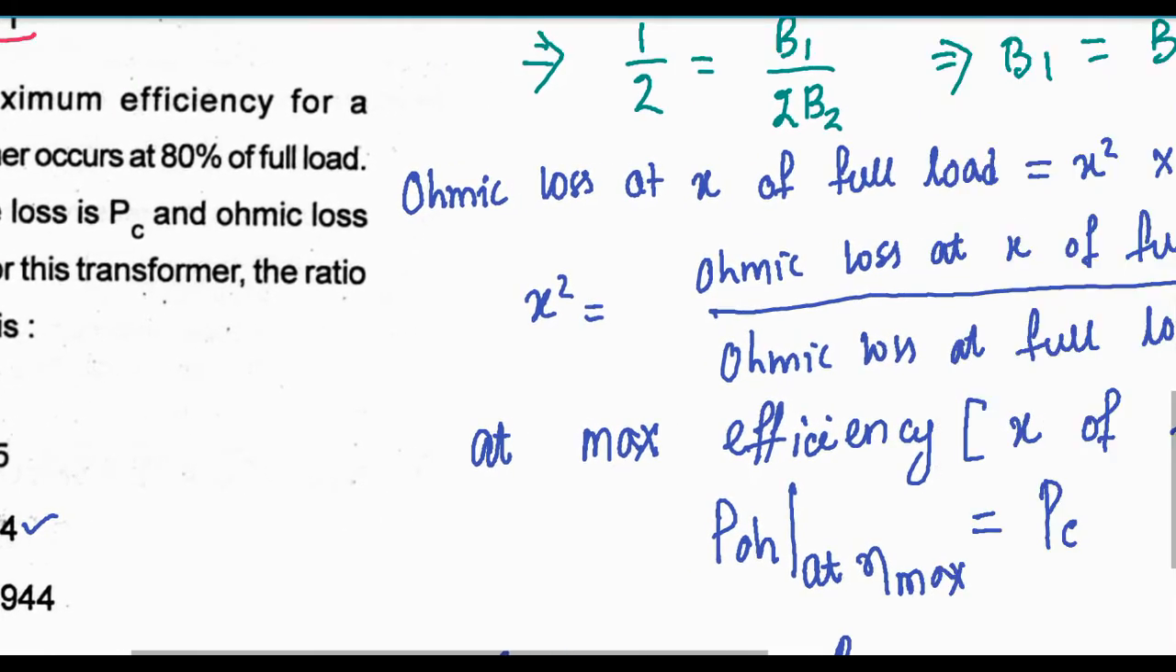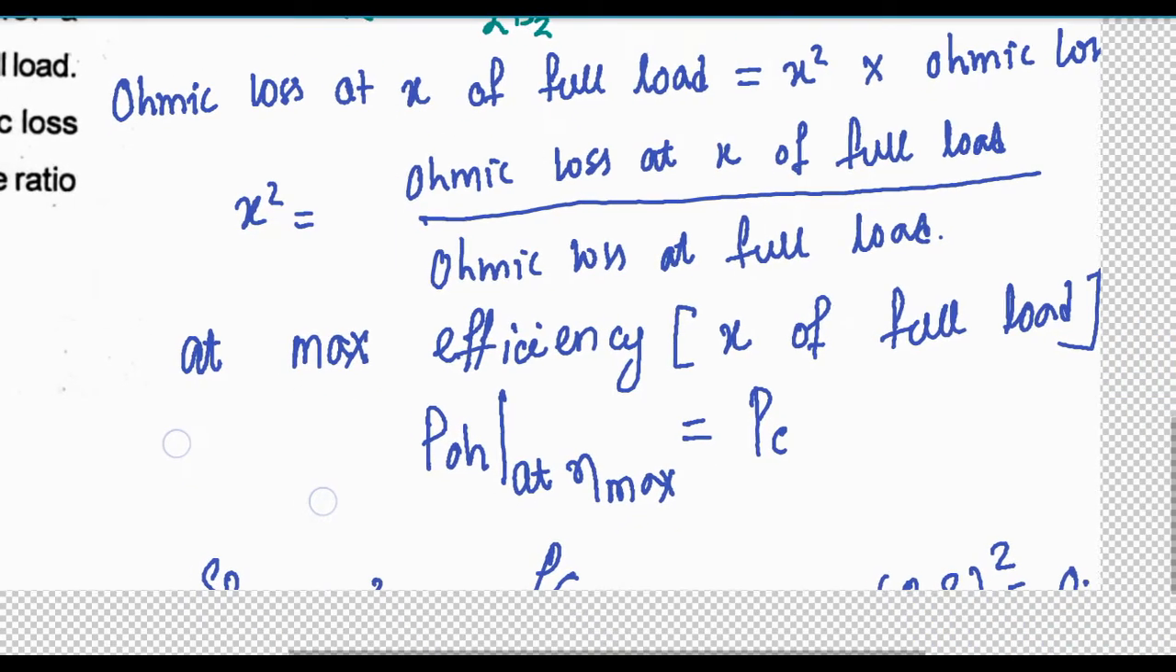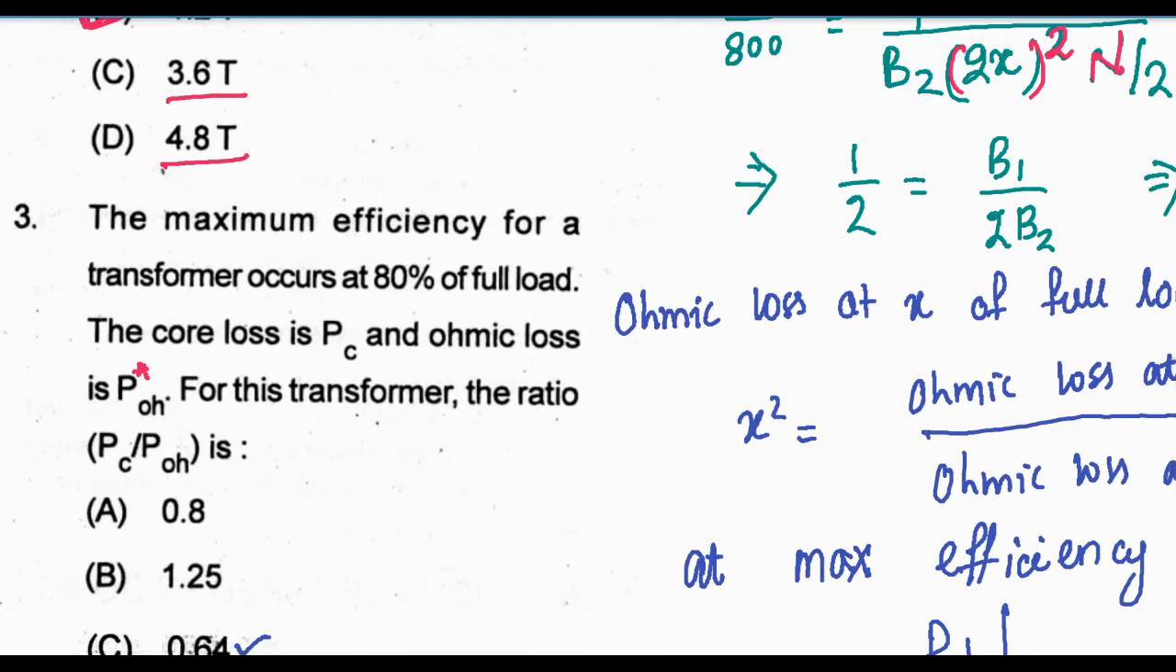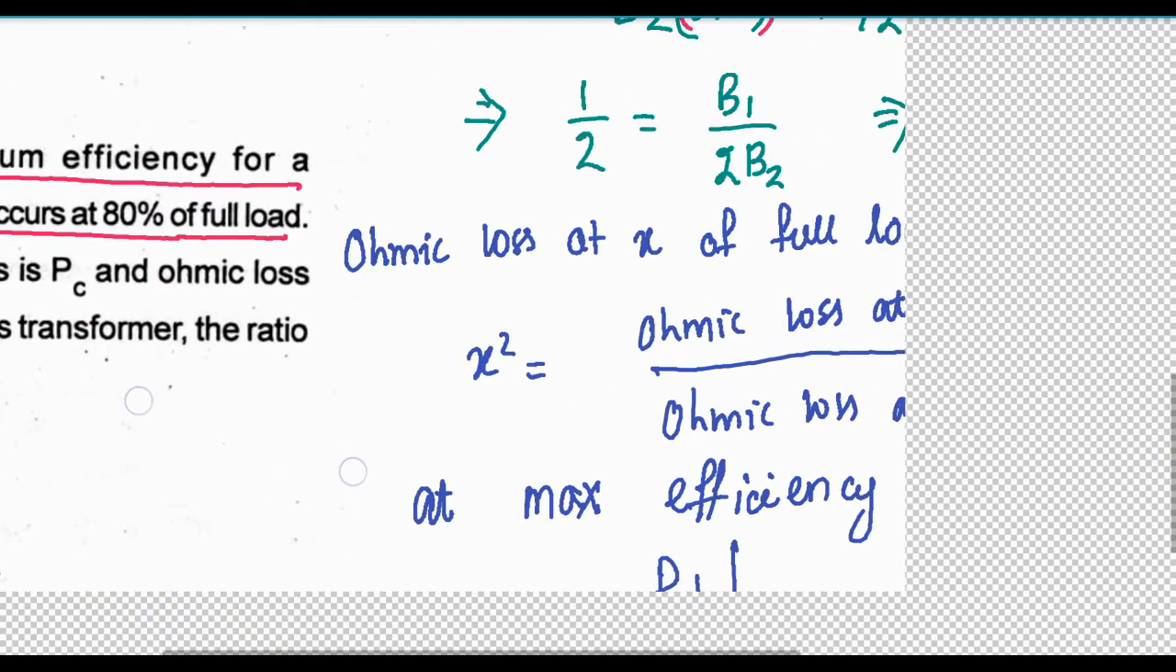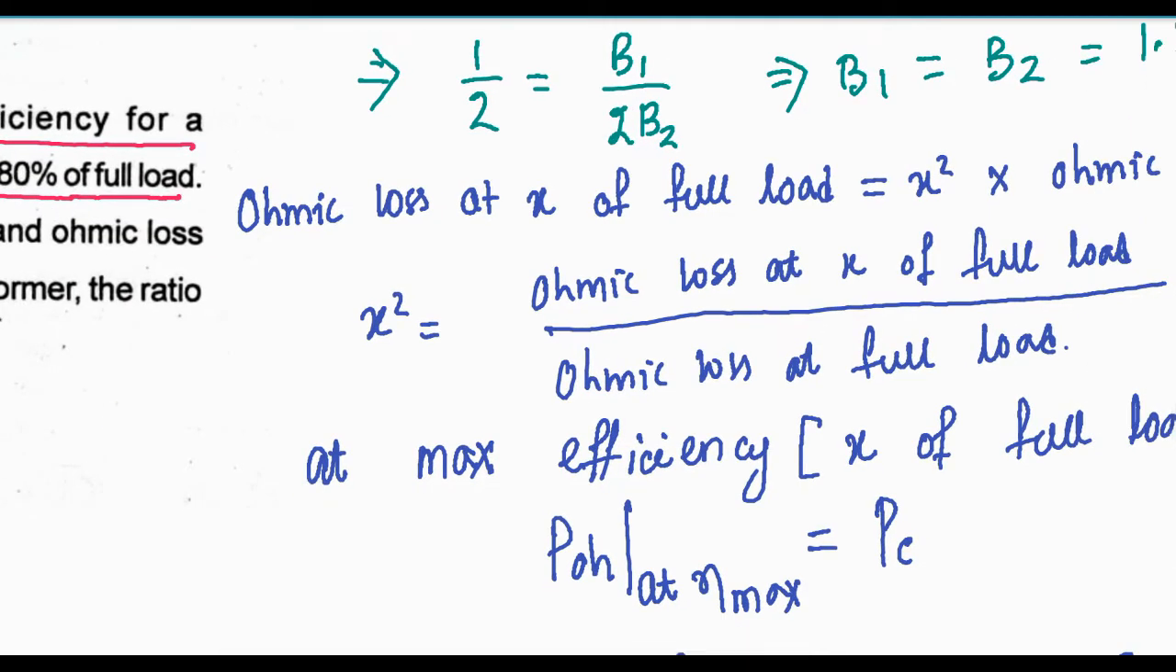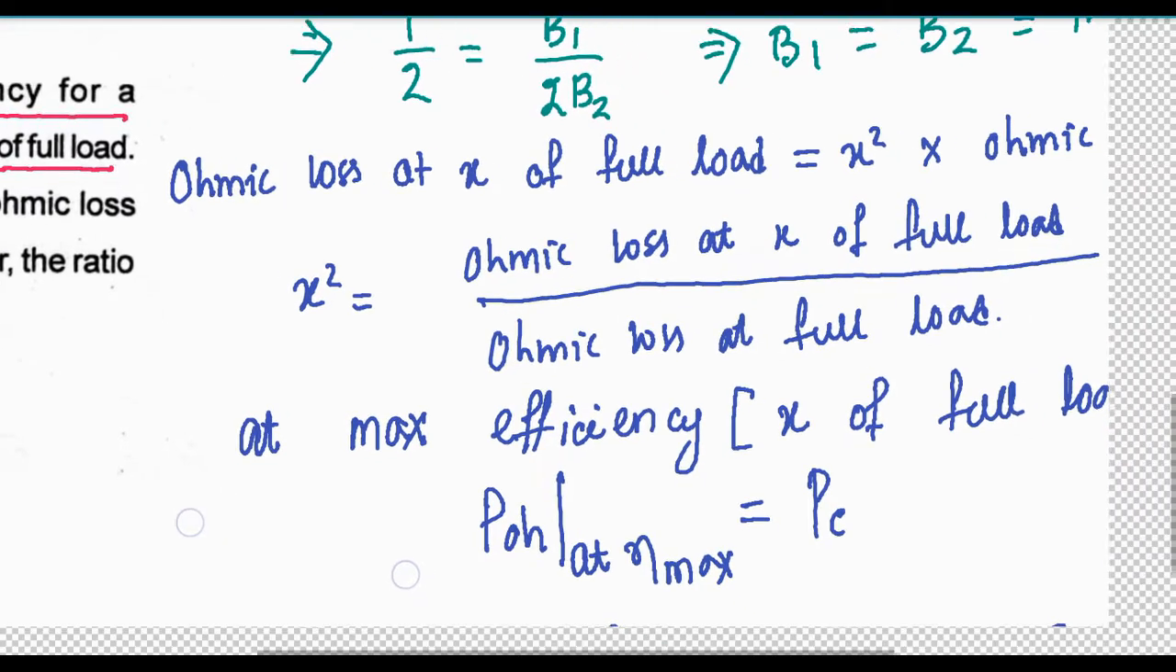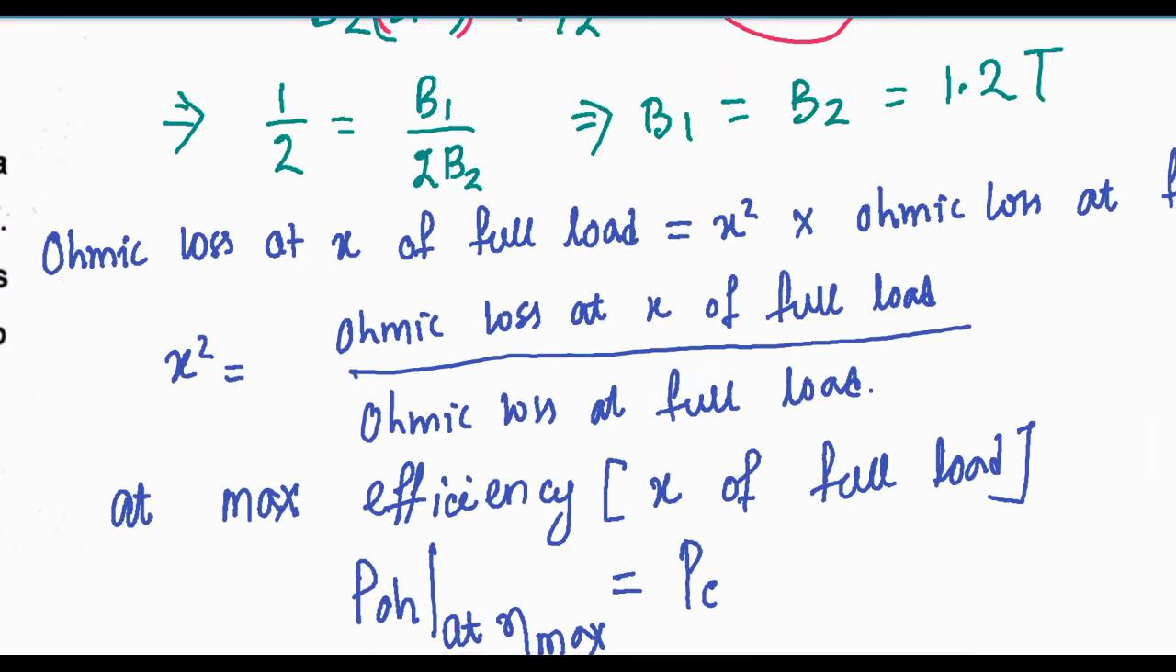So in this question, first it is given that maximum efficiency for a transformer occurs at 80% of full load. So we know that ohmic loss, that is the copper loss, at x of full load, where x is the fraction of full load, is equal to x square into ohmic loss at full load. This is the expression we know already.